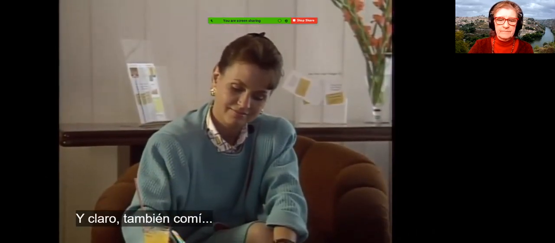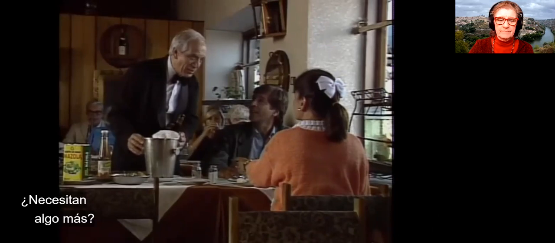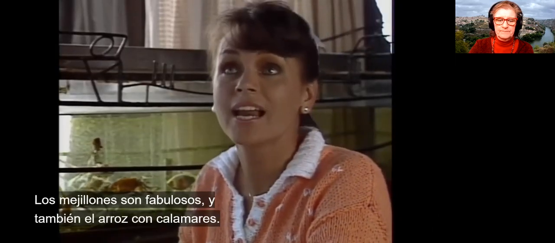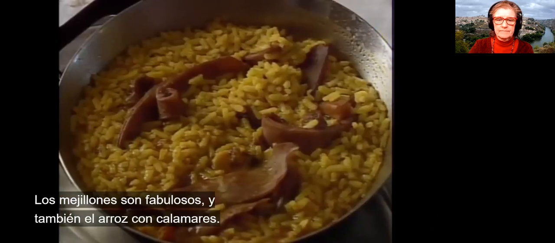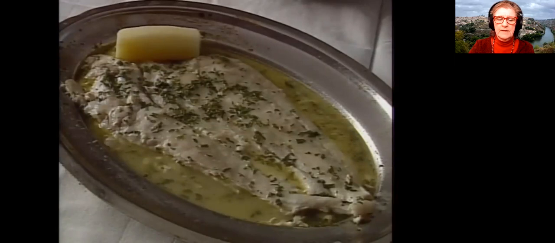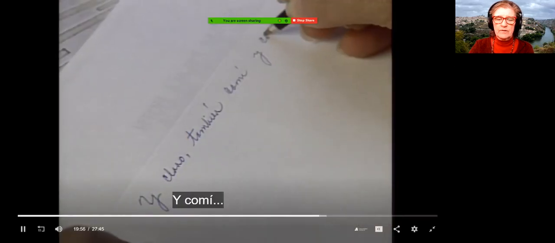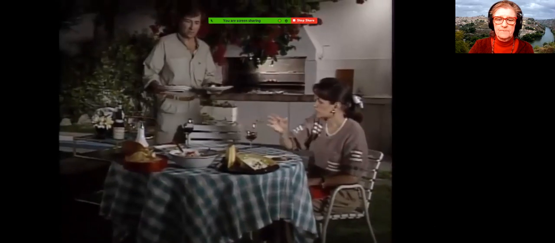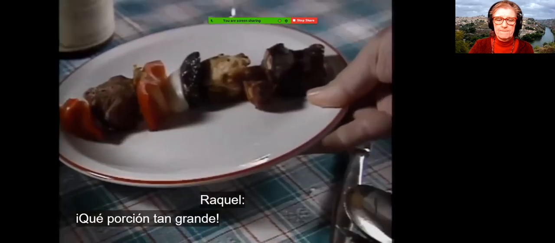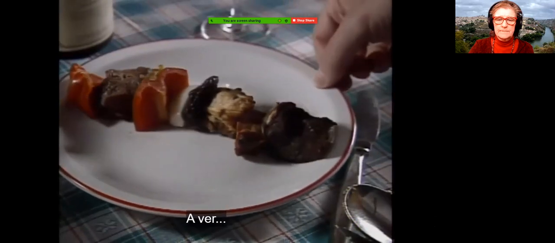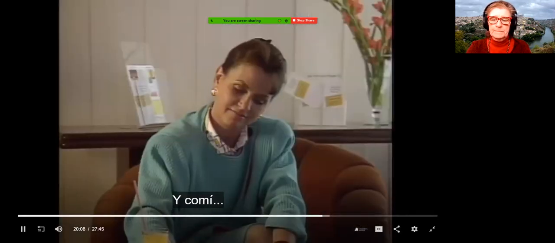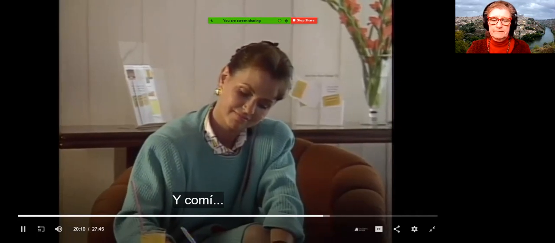Y claro, también comí. ¿Necesitan algo más? No, gracias. Los mejillones son fabulosos. Y también el arroz con calamares. El lenguado también. Muy rico. A lot of seafood, of course, because it's a port city. ¡Qué porción tan grande! A ver. Delicioso. Y comí.